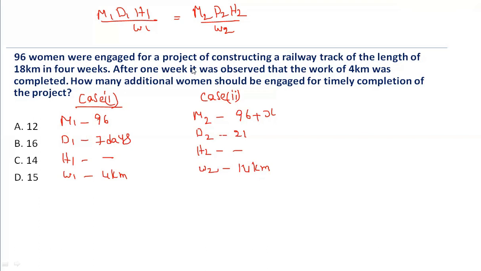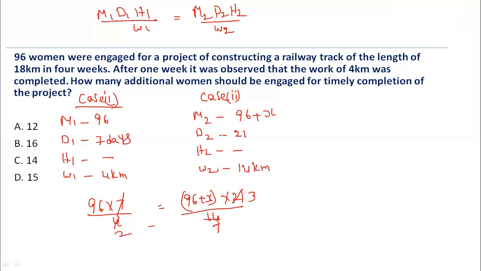So let's substitute the values in the main formula. M1 is 96, D1 is 7 days, H1 is not given, W1 is nothing but 4, M2 is nothing but 96 plus X, and D2 is nothing but 21. Next W2 is nothing but 14. So 7 ones and 7 threes here. Here it is nothing but 2 twos and then 2 sevens. So now cross multiply and then find the value of X. X is nothing but additional women.